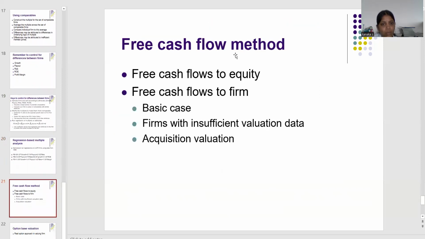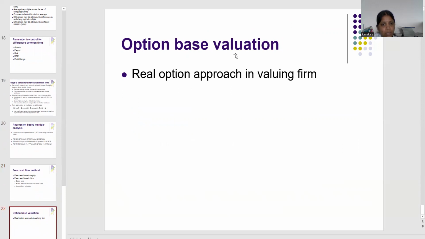Next is free cash flow methods: free cash flow to equity, free cash flow to firm, basic cash flows with insufficient valuation data, acquisitions valuations. Next is option-based valuation, the real option approach in valuing firms. So this is the option-based valuation. Overall, the valuation method is finding the value, and then the rate is fixed to the valuations.